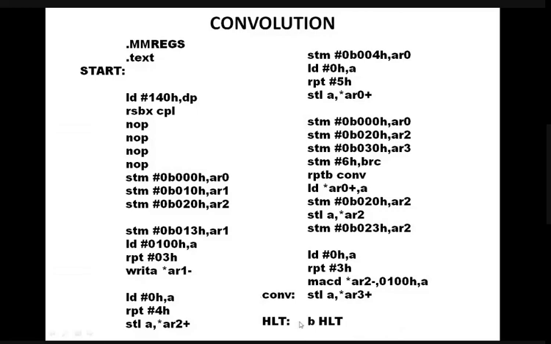Then, very important, clearing the accumulator, and these two instructions are very important. Repeat the next instruction, with 3 meaning 3 plus 1 times the next instruction will get repeated. So 4 times the next instruction will get repeated. Which instruction gets repeated 4 times? MACD, multiplication and accumulation. There is an instruction called the MAC instruction, like a hardware multiplier available. Here the MAC instruction is available.